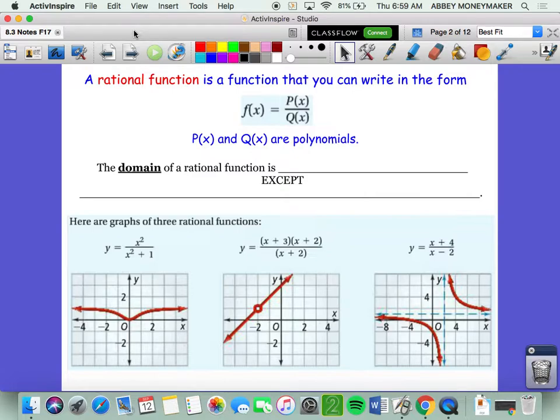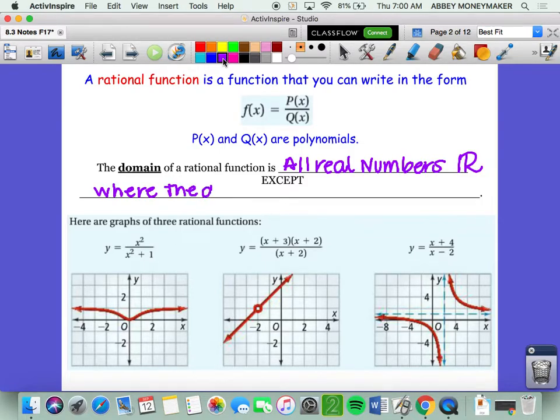And just like we saw with reciprocal functions, the domain of a rational function is going to be all real numbers, or you can use that boldface R that we're used to, except where the denominator equals 0. So whatever's going to make that denominator go to 0, that is our restriction. And like I said, we saw that with reciprocal functions that we just got done talking about. So for example, if you have x minus 2 over x plus 3, your domain would be all real numbers except when x equals negative 3.